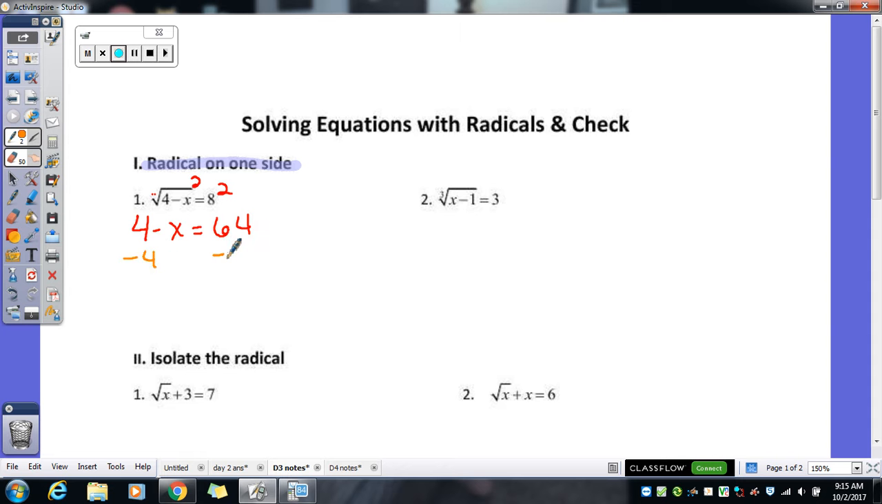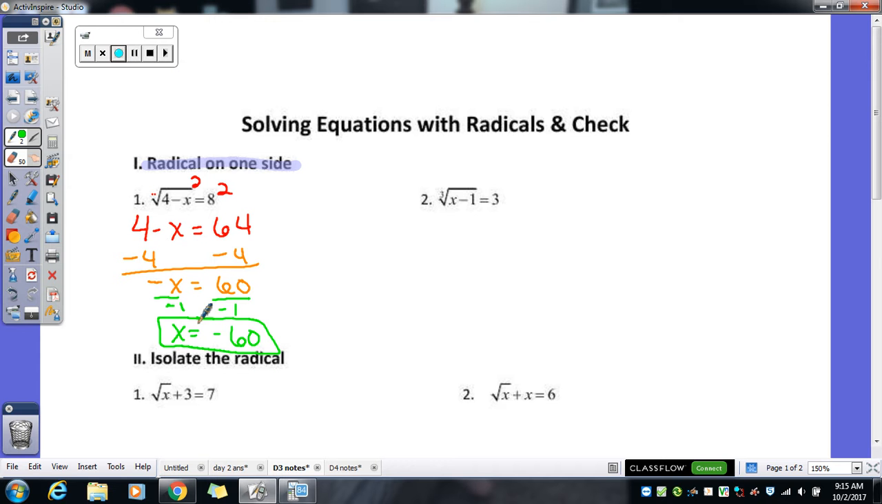So I'm going to subtract my 4. So I get negative x equals 60. And then what do we divide by? Divide by negative 1. So we get x equals negative 60.